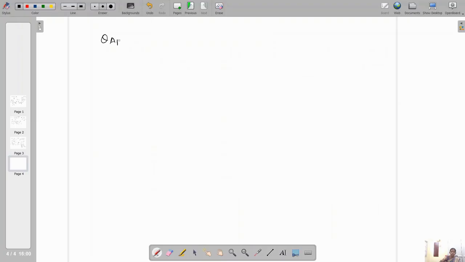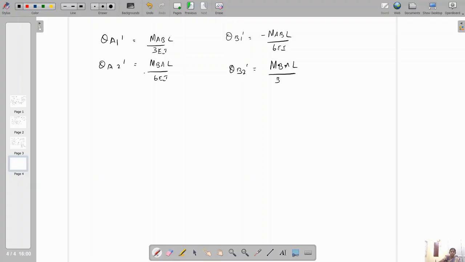First one, theta A1 dash equal to MAB L by 3EI. Theta A2 dash equal to minus MBA L by 6EI. Next one, theta B1 dash equal to minus MAB L by 6EI. Theta B2 dash equal to MBA L by 3EI.